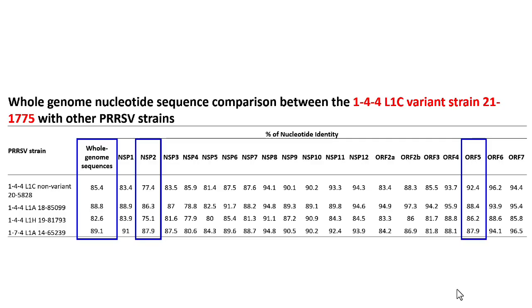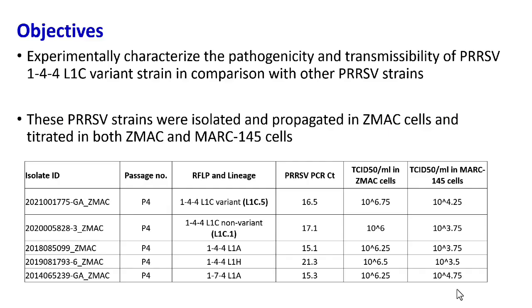These include one 144L1C variant, and another 144L1C non-variant. But since L1C is pretty big, we propose to use the sub-lineage. So we call the L1C variant L1C.5, and this non-variant L1C.1. It also has the 144L1A and 1H. We also include the highly virulent 174L1A as a control.